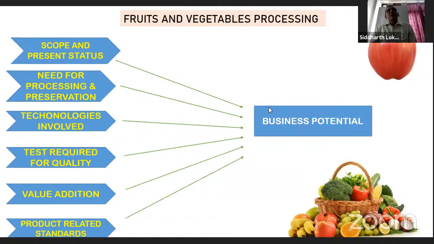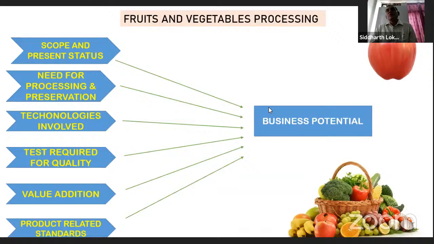Then value addition. Always we are talking about value addition, but how can value addition be conducted? You can perform value addition in any form, throughout the whole chain. In the whole chain you can create some innovations or add some functional ingredient in that and represent the product. Then you can add the value.